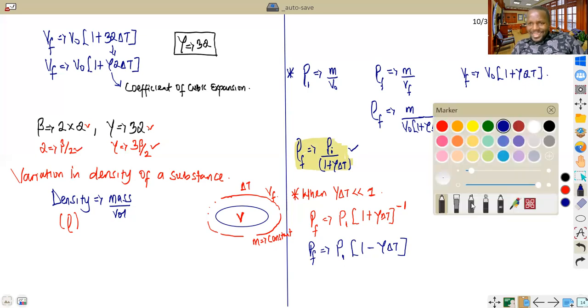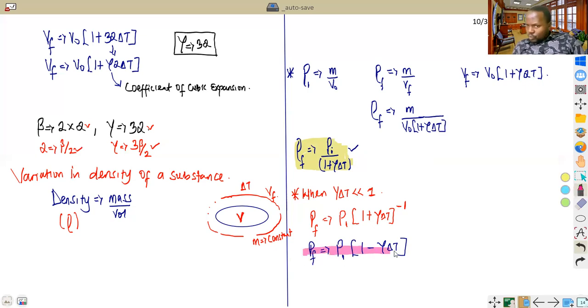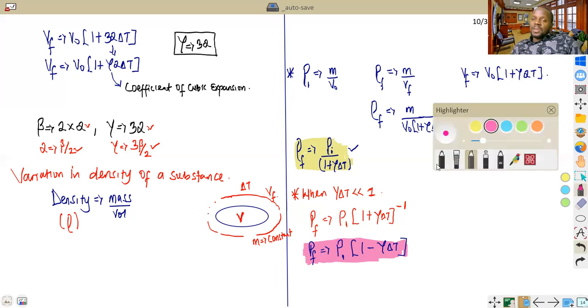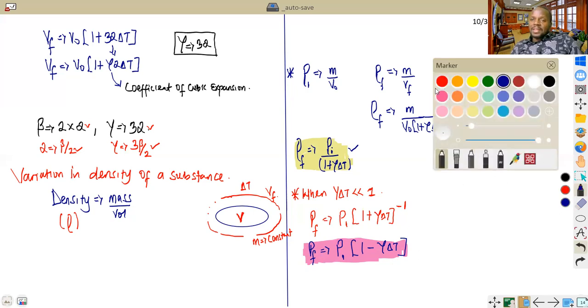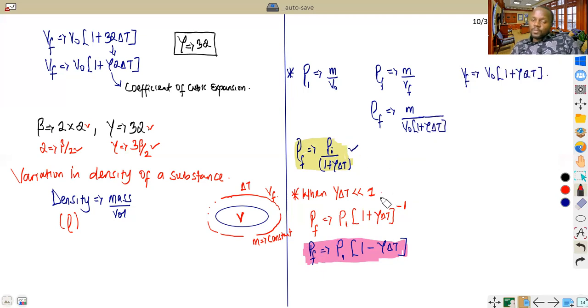So please, in calculations, when you are faced with questions dealing with change in density of a substance when it has been heated, and you are considering that particular substance in terms of the gamma delta T, which is very, very low, we use this second formula. But if the value of gamma delta T is not low, we use the first formula. So you can always keep this in mind, this is only applicable for only small values of gamma delta T.